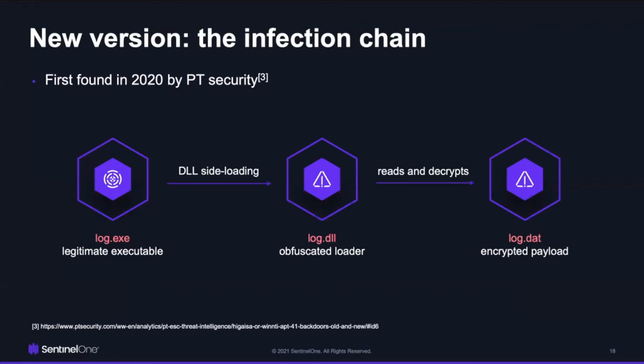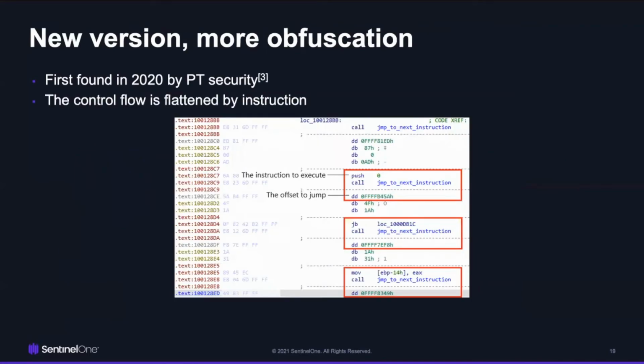Log.dat is the main shellcode of ShadowPad, which is also obfuscated with the same technique. The obfuscation technique is new to ShadowPad. The control flow is flattened by each instruction. As this picture shows, after an instruction is executed, there will be another function to jump to the next instruction. After that function is called, there's a DWORD. This DWORD represents the offset of the next instruction to jump to. By this, it will be harder to do static analysis on the sample. We need to reassemble the instructions to proceed with further analysis.